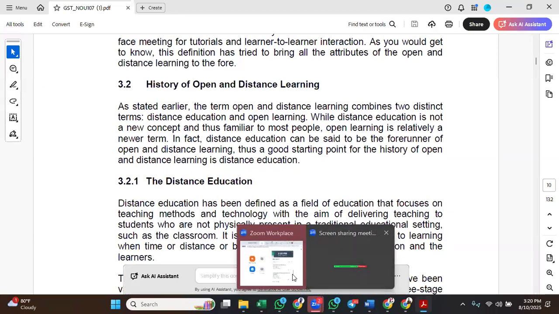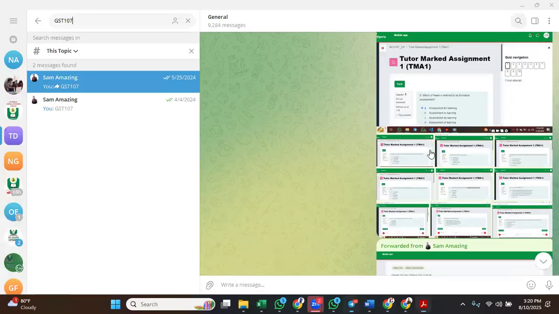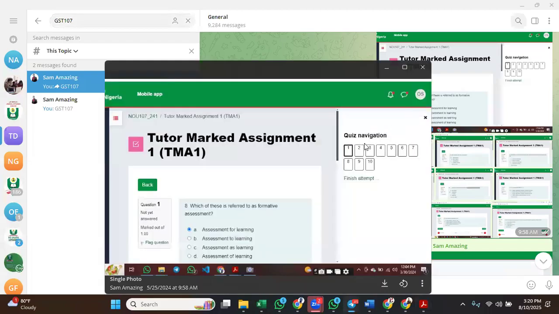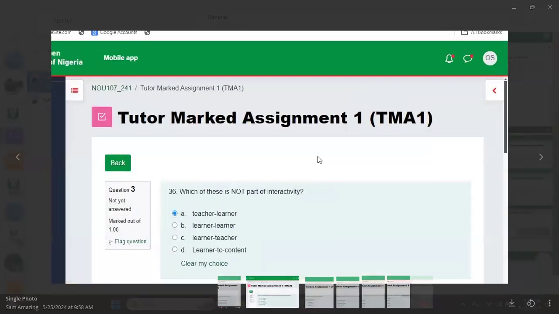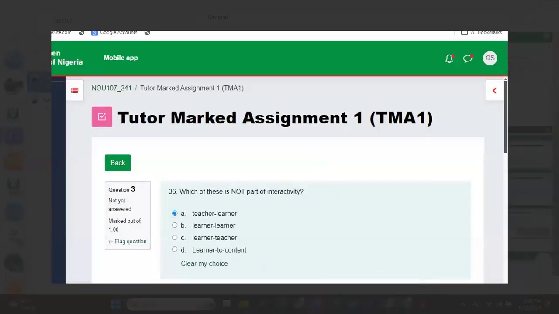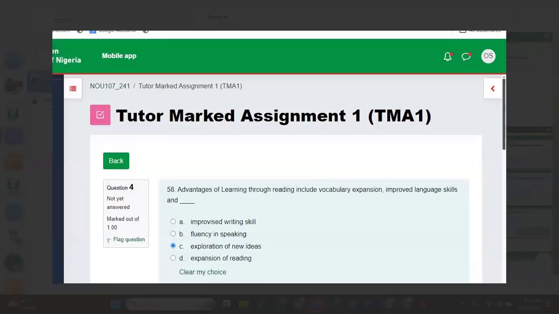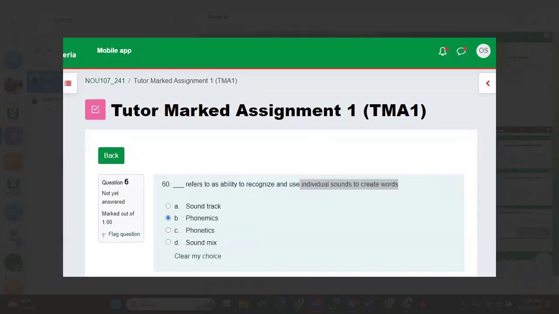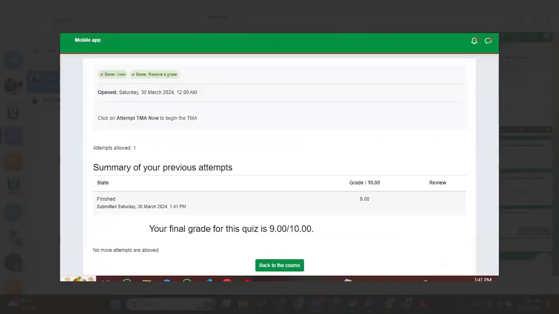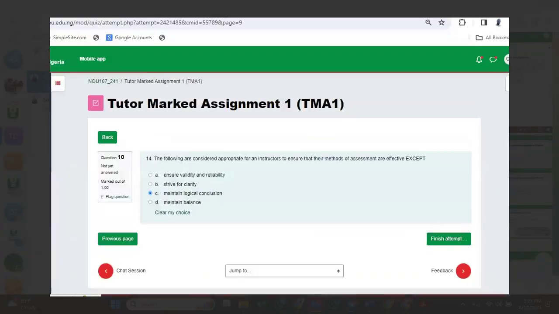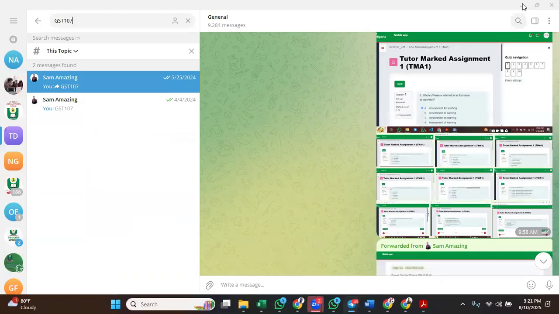So let me see if this one is loaded already. I hope this is actually the NOU103, 107. Let me see if I will see that question. I want to check it out. This is the TMA for last semester. For those of you who are wondering how a TMA looks like, this is for NOU107. I'm trying to see if the definition is on this particular one. I screenshot. The rest are not loading yet. Let's not waste time with this. Don't worry, you will see it in your own TMA too.